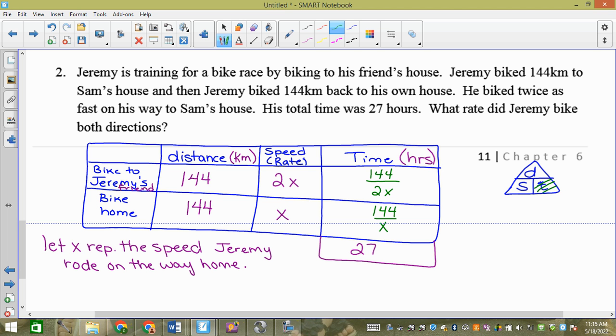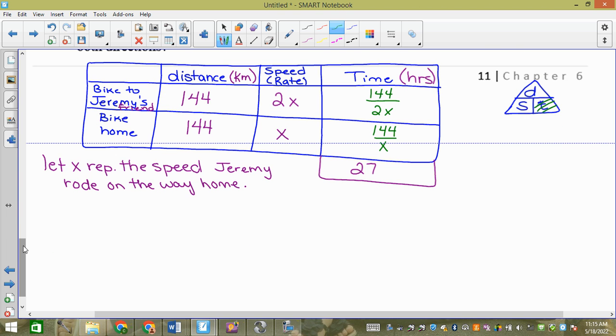Now we have to be able to come up with an equation from this word problem. If I take the time to Jeremy's friend and the time from his friend's back to home, I'm going to get 27 total hours, correct? So how could I set up the equation? 144 over 2x, and then 144 over x, and what am I going to do with those two times? The total time is 27. What am I going to do with them? Add.